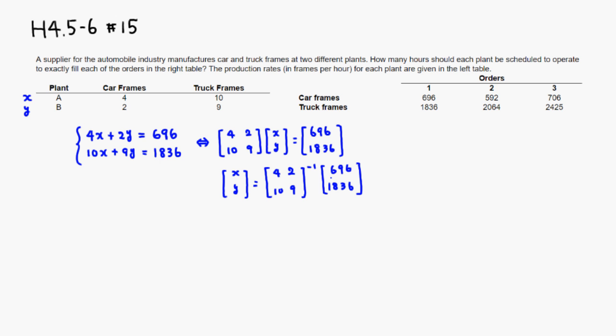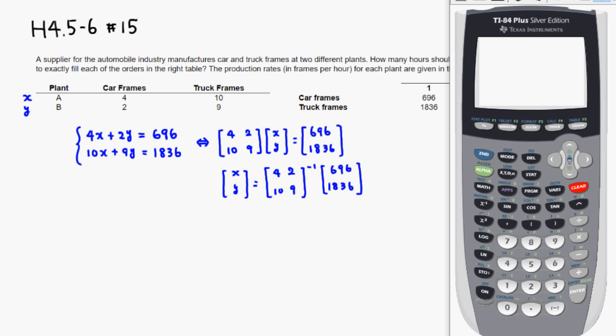Right? So let's compute this using a calculator. I'm going to go to matrix, go to edit, and let's edit number 1. This is 2 by 2. It's actually the matrix already entered, so you'd type in 4, 2, 10, 9. That's done. Then go back to the matrix, and make sure that matrix A is exactly what we want. And then let's type in matrix B.